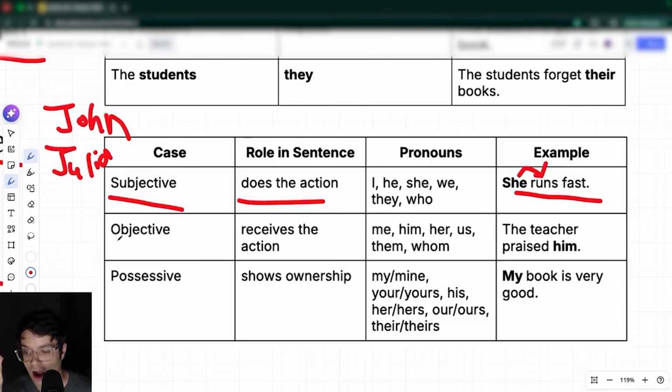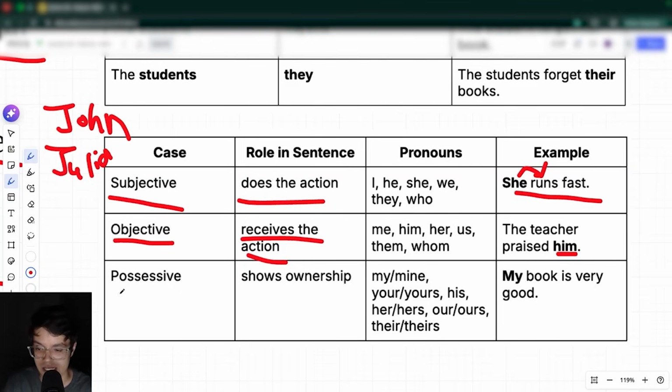But if it's an objective pronoun, that means it is receiving the action. So this would be like if you had a sentence that said the teacher praised him. Him is what is receiving the praise. So therefore it would be in the objective case, him. So him, me, her, us, them, whom. So the teacher praised me, the teacher praised her, the teacher praised them. That's how this stuff would work.